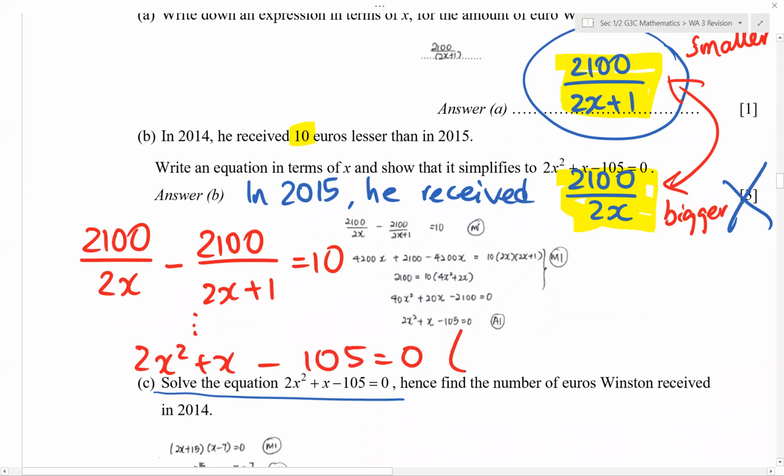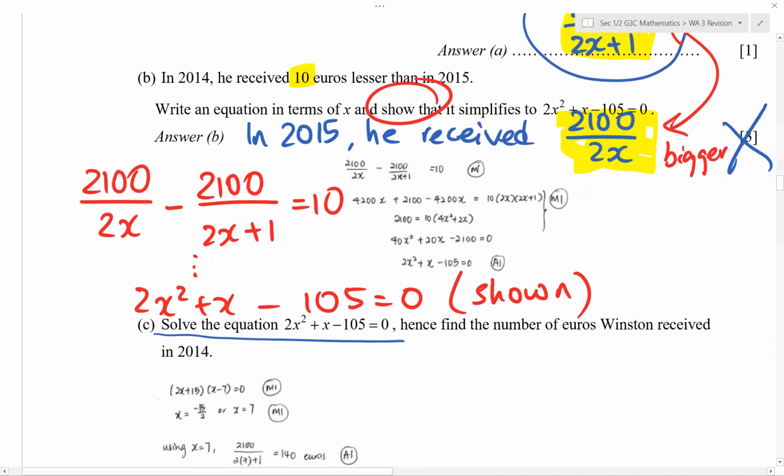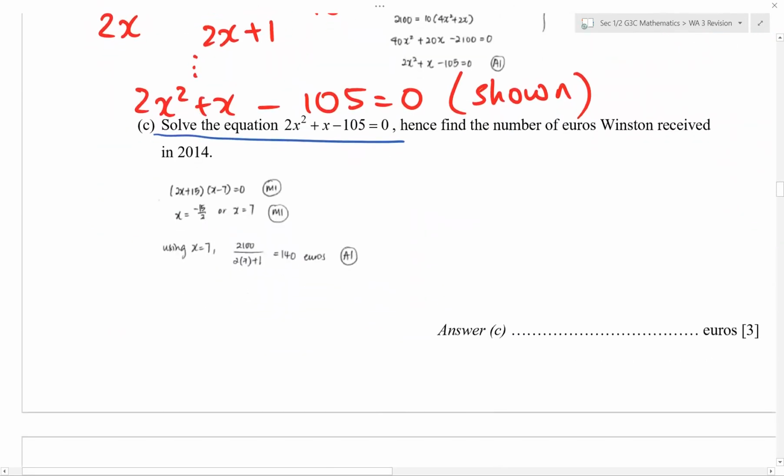Be nice to the teacher, write down shown. Since they ask you to show, you write down shown, so that we can zoom in and see, okay, this is where I need to take a closer look. So the rest of it will be on Google Classroom as well.